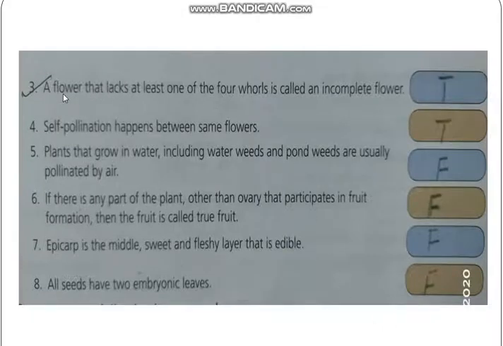Number 3, a flower that lacks at least one of the four whorls is called an incomplete flower. True. Self-pollination happens between the same flower. True. Plants that grow in water, including water weeds and pond weeds, are usually pollinated by air. False. If any part of the plant other than the ovary participates in fruit formation, then the fruit is called a true fruit. False.